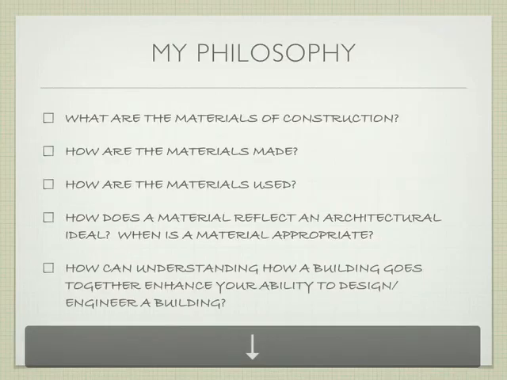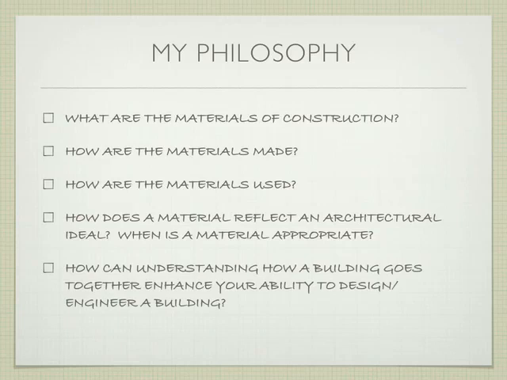So let's talk a little bit about what my philosophy would be in relation to this course. Basically, what are the materials of construction? What are the major materials? We know concrete, steel, wood, that sort of thing, but we'll get into some of the other ones like glass and roofing. We're going to cover how the materials are made and where they come from, which is important to understanding the material. We'll cover how we use the materials. If it's something like roofing, it might be a little more obvious, but when we talk about wood, yes, we're going to build a building out of it.